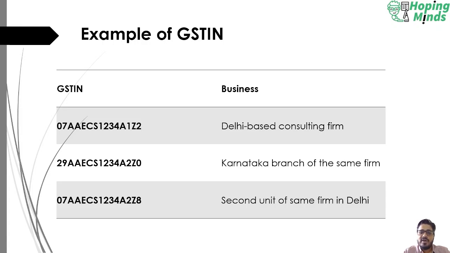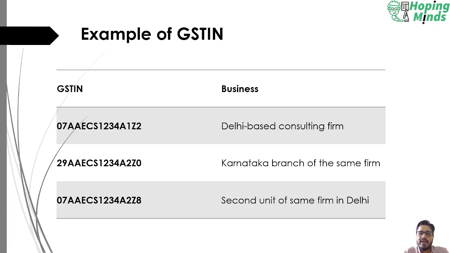So the first one, 07, is the state code of Delhi. So it's a Delhi-based consulting firm. The second one, 29, is the state code of Karnataka. It is the branch of the same firm but in a different state. Then 07 again, a second branch in Delhi. So in the third GSTIN, you can see the 13th character is 2. It denotes this is the second registration within the state of Delhi.